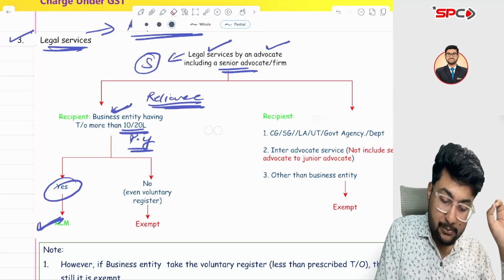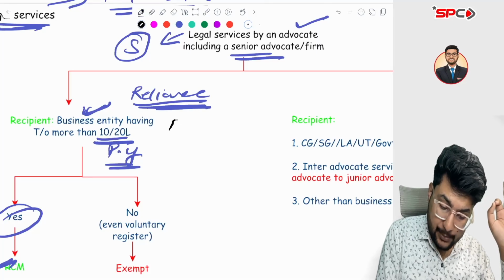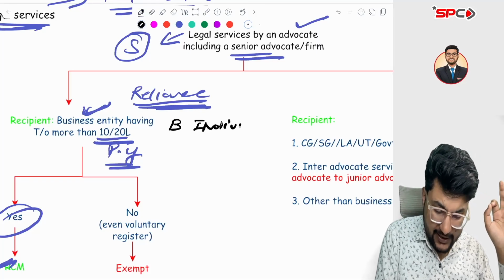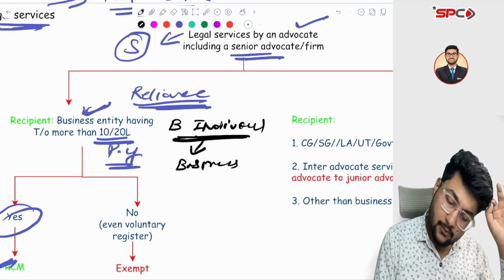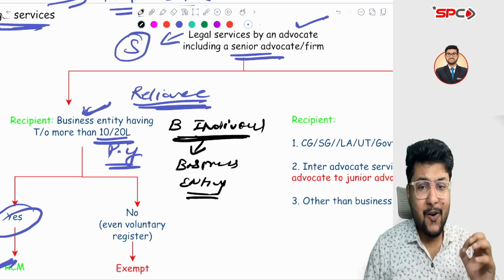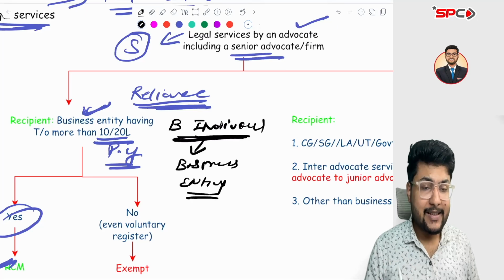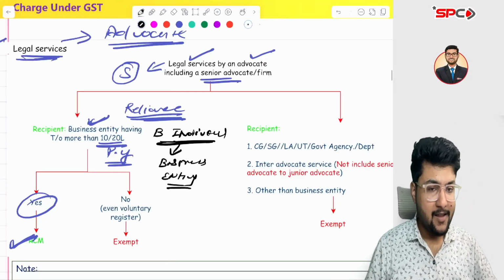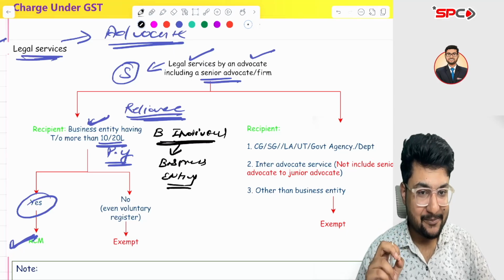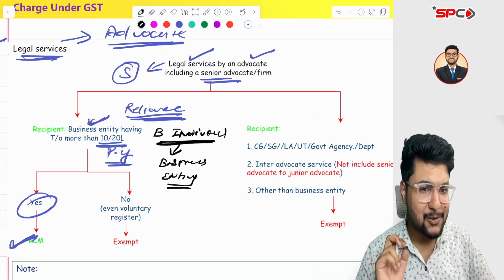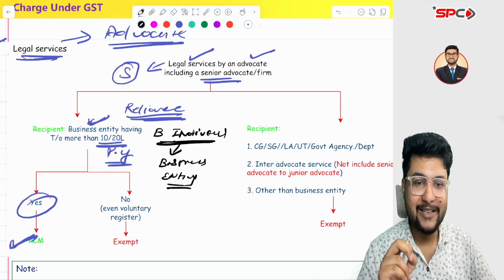Let me bust one myth which is very common. Suppose an individual. Can an individual be a business entity? Most of the students say, no sir, how can an individual be a business entity? But I say, why can't it? Have you studied business studies in 11th and 12th? There's a sole proprietorship. Sole proprietorship is also a business, no? Means if as an individual I am earning from a business, I am considered a business entity.